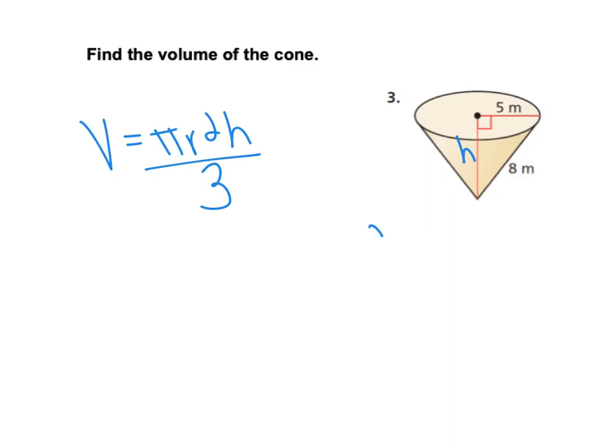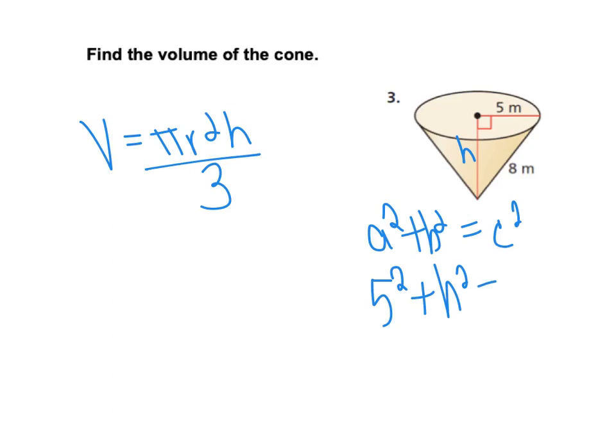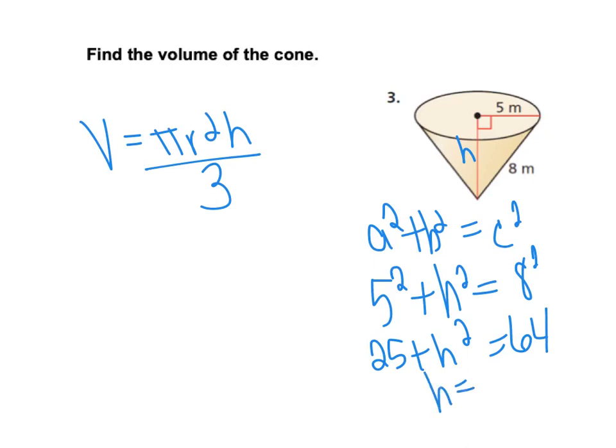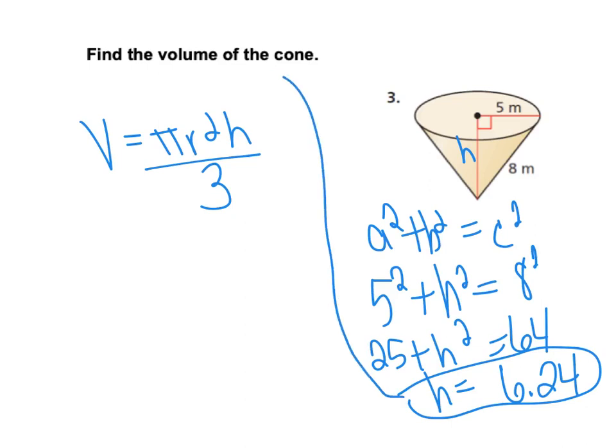Remember, Pythagorean theorem is just a squared plus b squared equals c squared. And in this case, a is going to be 5, so we'd have 5 squared, plus b is h, we don't know what that is, h squared, equals our hypotenuse, which is 8 squared. Okay, so we'd have 25 plus h squared equals 64. And we get that our height is approximately 6.24.